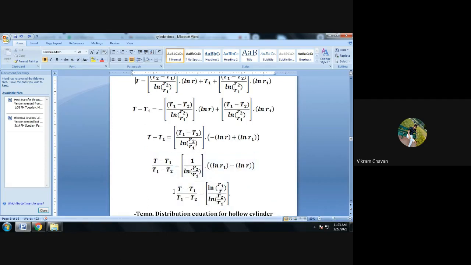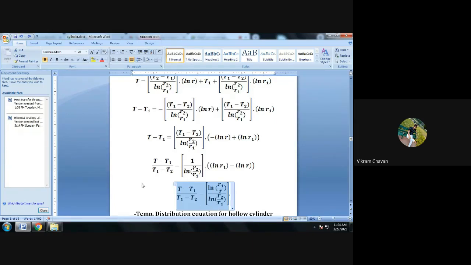That rule we have applied here, so the equation will reduce to the format of (T minus T1) whole divided by (T1 minus T2) is equal to ln of (R1 divided by R) whole divided by ln of (R2 divided by R1). Getting everyone? Whether you understood?